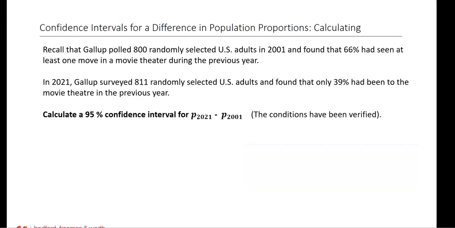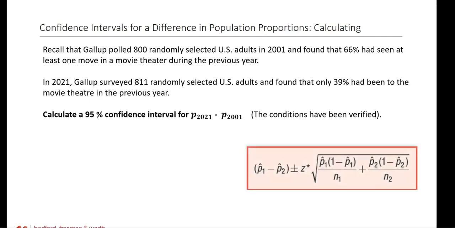so calculate a 95% confidence interval for the difference. The conditions have been verified, so assume the conditions are verified. We already verified these conditions. And so now we would just start plugging into the formula, right? So we take the proportions. You have to decide, we're doing 2021 minus 2001, right? So 2021, so we're doing 0.39 minus 0.66. So this will be a negative value there, I believe.